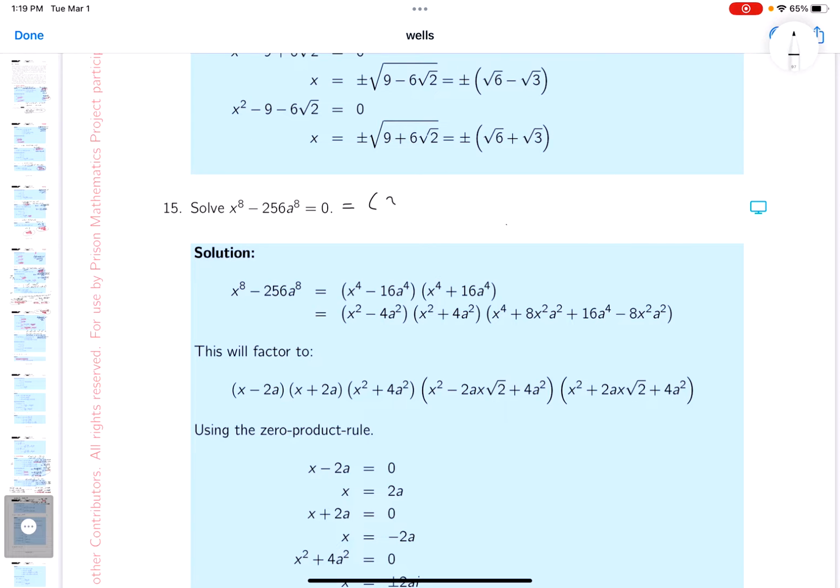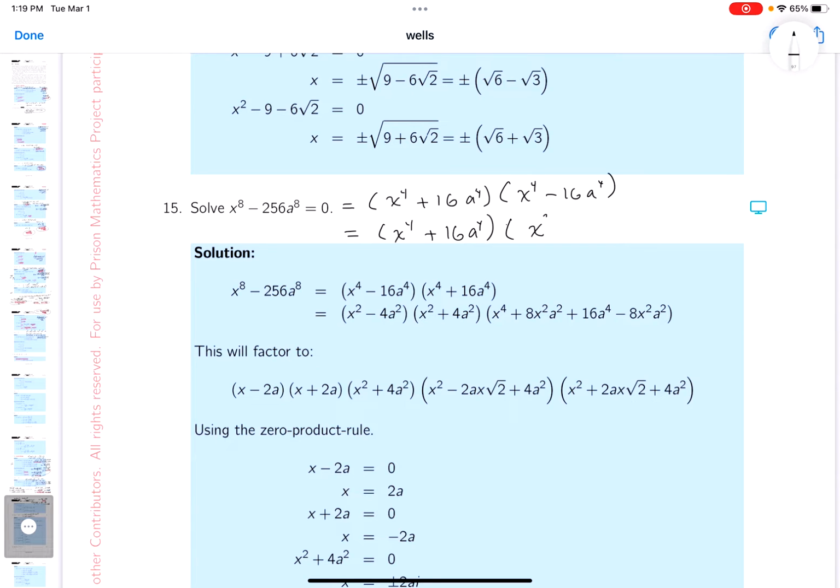You get x^4 plus 16a^4, and then you get x^4 minus 16a^4. All right? That's not so bad. I got to keep going now. Where am I going to go now? Well, I guess I got to do something, right? I'm just looking for simple things to do.